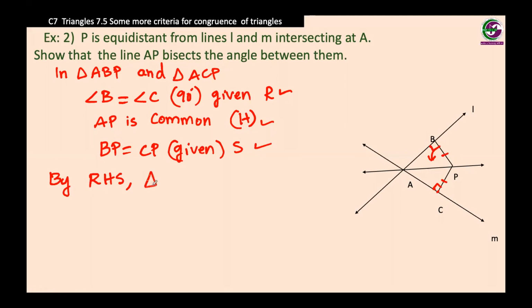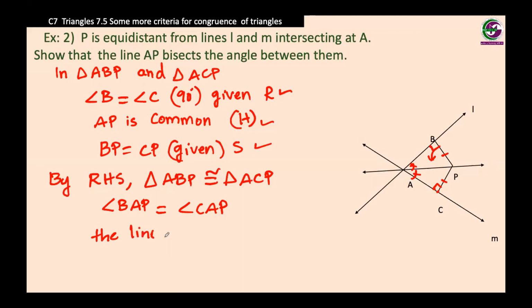Which triangles? Triangle ABP is congruent to triangle ACP. Which means the corresponding angles, angle BAP is equal to angle CAP. The two angles are equal, which means this line is bisecting the angle. So the line AP bisects the angle A.